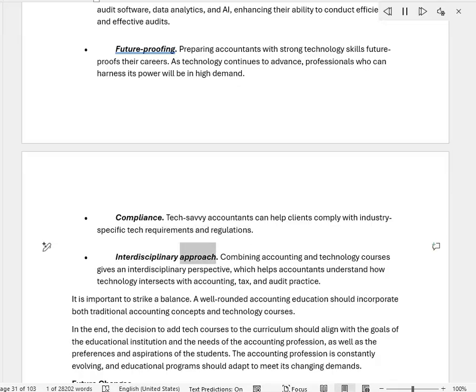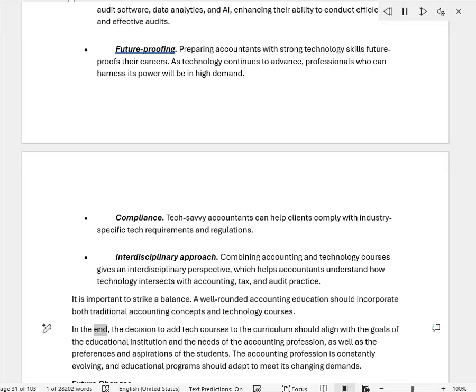Interdisciplinary approach. Combining accounting and technology courses gives an interdisciplinary perspective, which helps accountants understand how technology intersects with accounting, tax, and audit practice. It is important to strike a balance. A well-rounded accounting education should incorporate both traditional accounting concepts and technology courses.